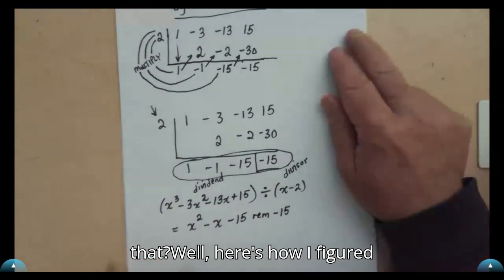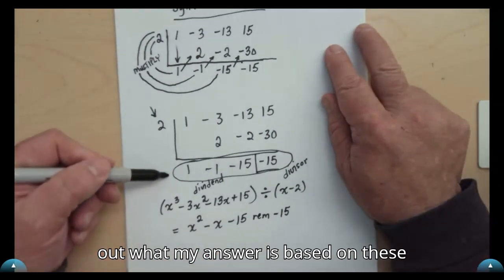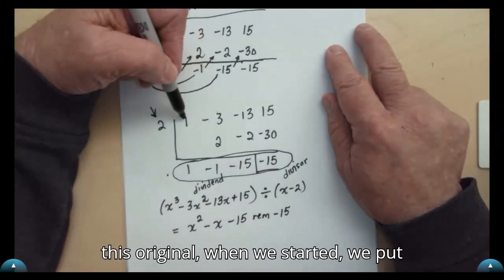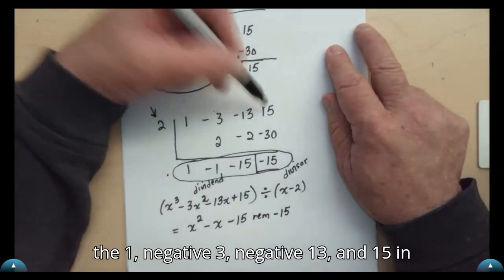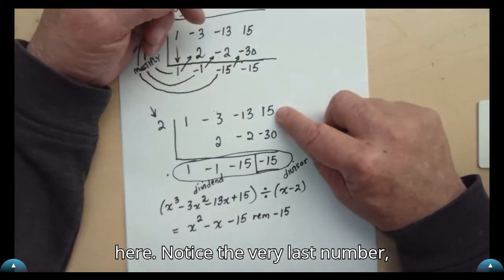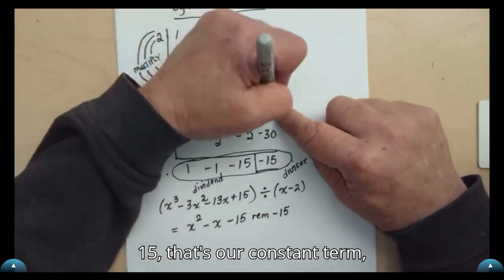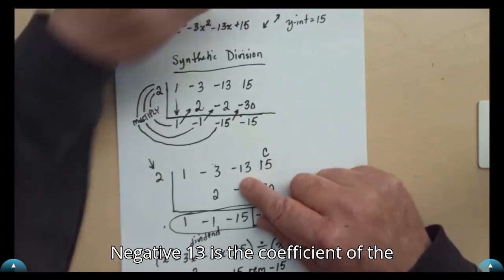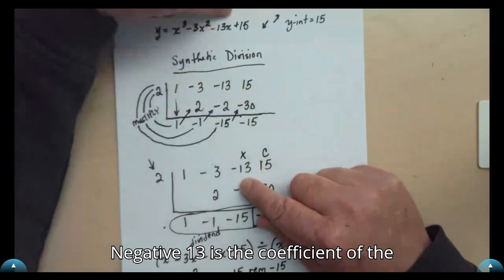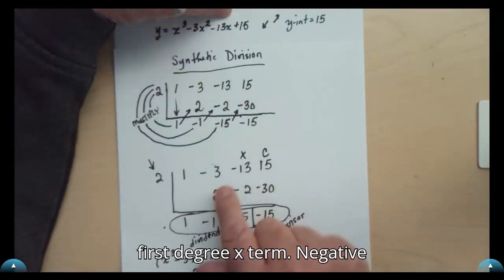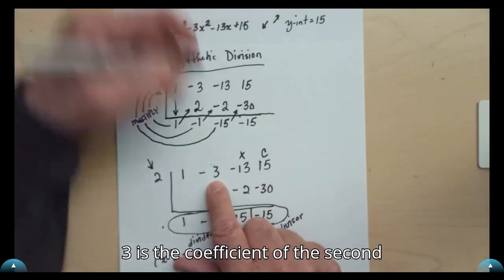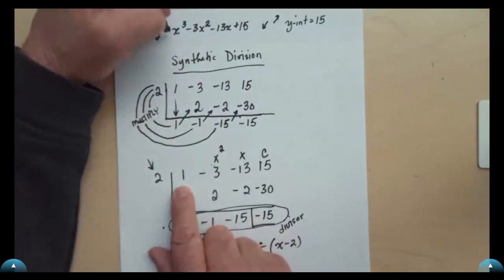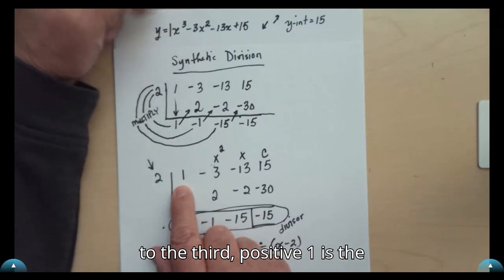Well, here's how I figured out what my answer is based on these numbers I got down here. Notice how in this original, when we started, we put the 1, negative 3, negative 13, and 15 in here. Notice the very last number, 15, that's our constant term, right? Negative 13 is the coefficient of the first degree x term. Negative 3 is the coefficient of the second degree x term. And positive 1, of course, x to the third is the same as 1x to the third.